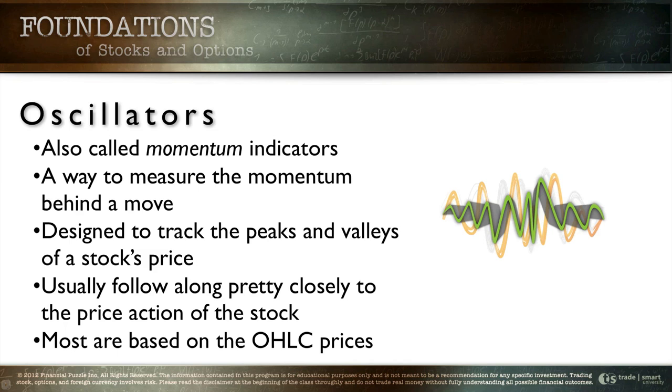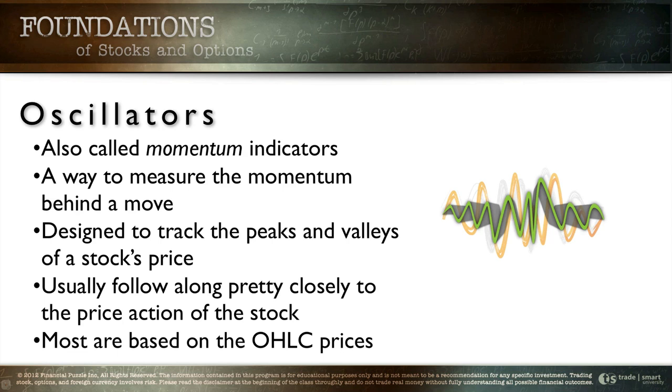So if you hear the phrase momentum indicators, most likely they are referring to oscillators in some way, shape, or form. And what an oscillator is, in its most simple definition, is a way to measure the momentum behind a move. In other words, if we're in a bullish swing, how fast is that swing happening? How much momentum is there behind that swing?